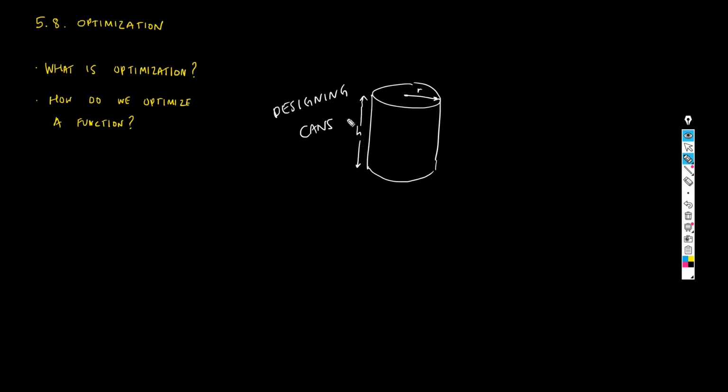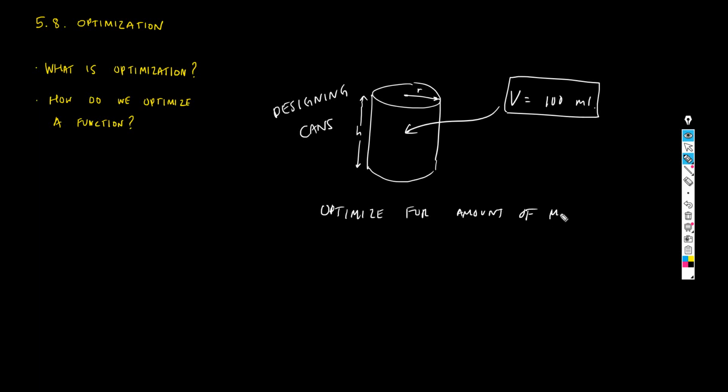You have to come up with a design for this can such that it can contain a certain volume. Let's suppose, say, a volume of food equal to 100 milliliters. Your boss tells you you have to design a can that will hold this amount of volume inside, and I want you to optimize the design, optimize for amount of material.